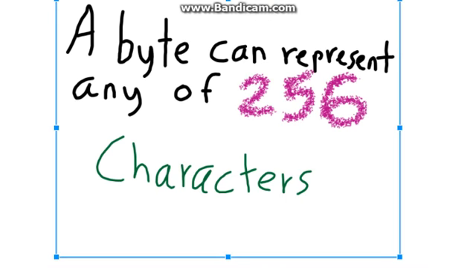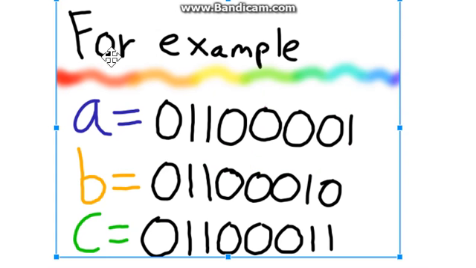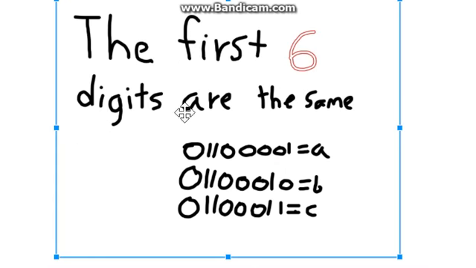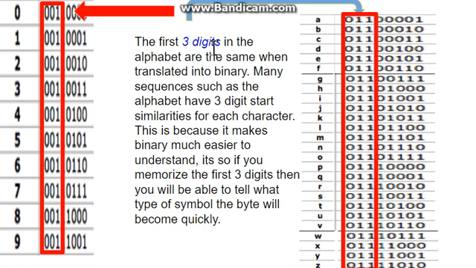So, back to that. For example, A would equal this string, B would equal this string, and C would equal this string. You may notice a pattern between these bytes, which is that all of these first digits are the same, but that is not the case for all binary letters. Many sequences, such as the alphabet, have 3-digit start similarities for each character. This is because it makes binary much easier to understand.